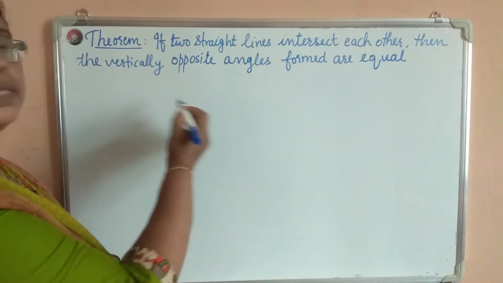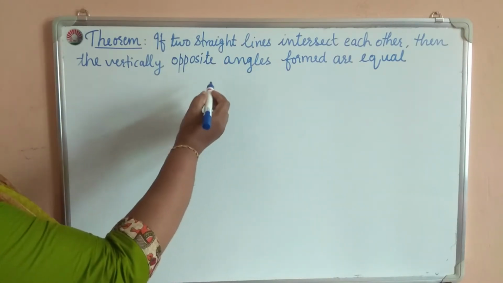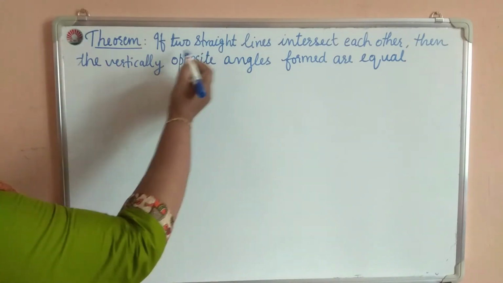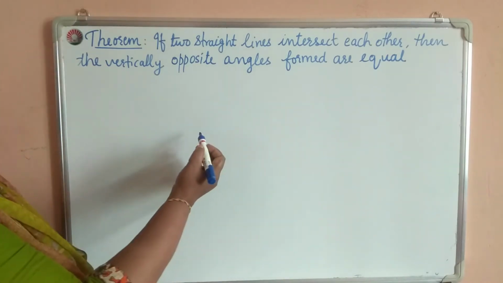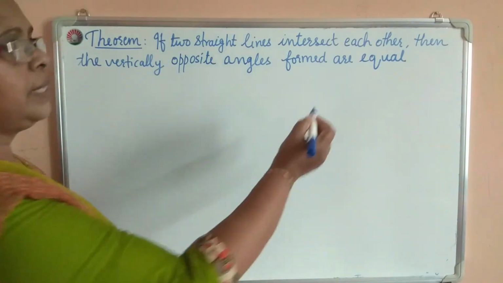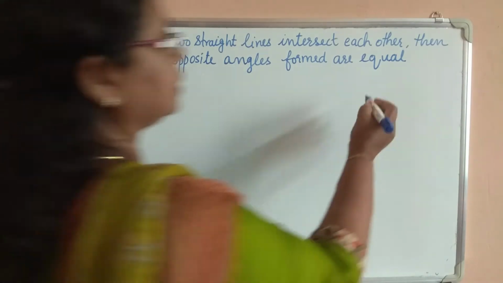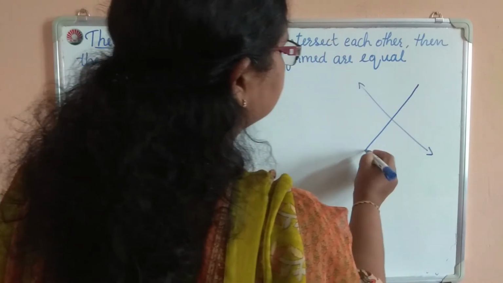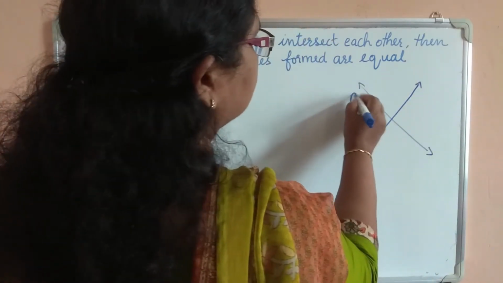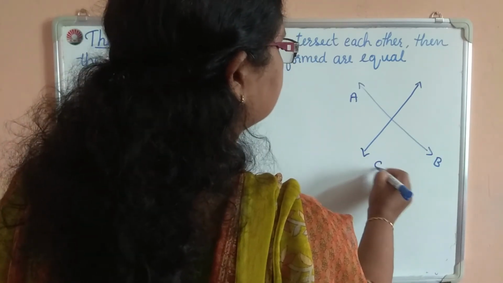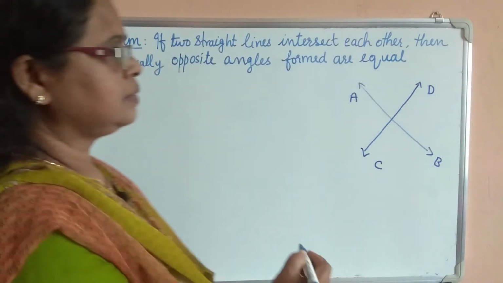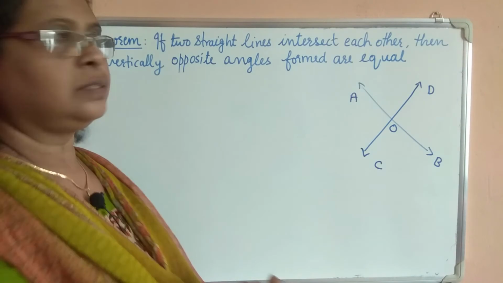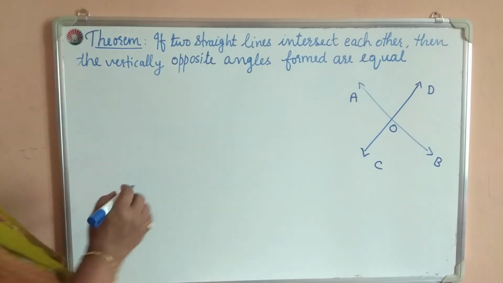This is the statement of the theorem, and according to this statement, we have to draw a figure. That is the next step, figure. Two straight lines intersect each other, so we can draw 2 straight lines intersecting each other. Let AB and CD be the 2 straight lines intersecting each other at the point O.